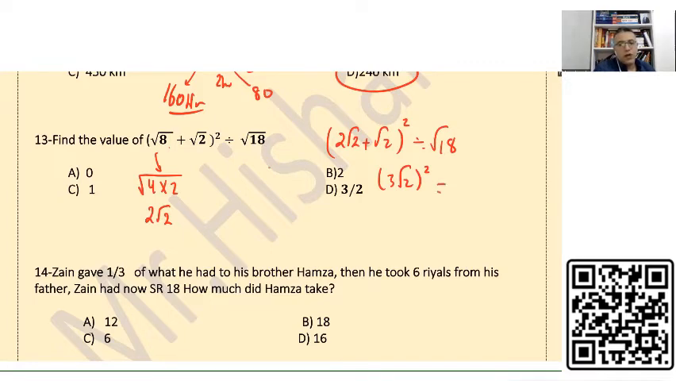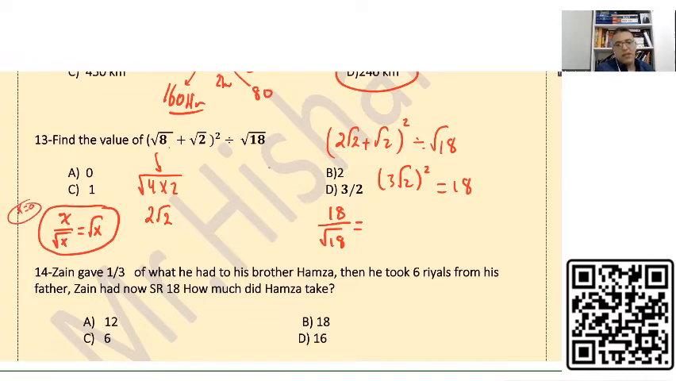And 3 root 2 squared is 18. So now I need to simplify 18 divided by root of 18. Take this rule. Any number divided by the root of itself is equal to the root of it. Of course, the number shouldn't be 0. So 18 divided by root of 18 is root of 18.